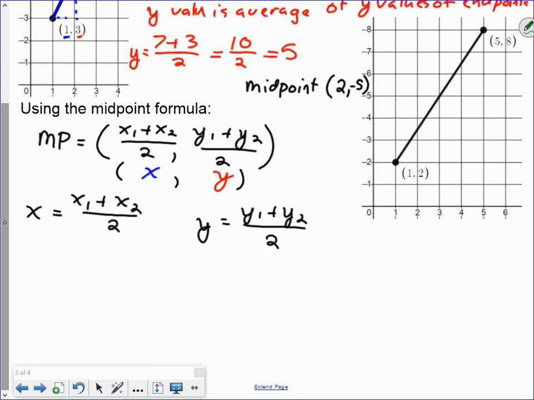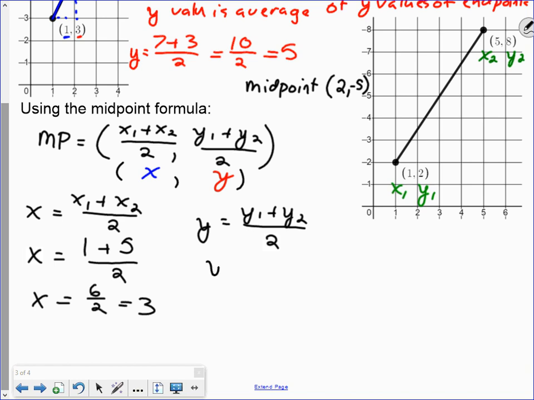We are going to label one of our points x1, y1, and another one x2, y2. And then we're just going to sub those numbers into the formula that we have here. So our x for our midpoint is going to be (1 plus 5) divided by 2. And let's just work out what that is. 1 plus 5 is 6. 6 divided by 2 is 3.